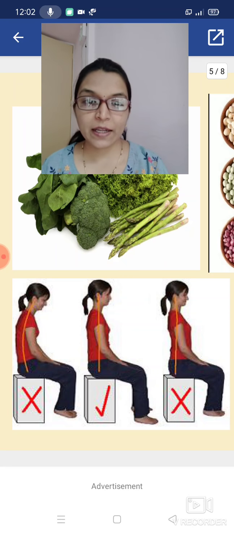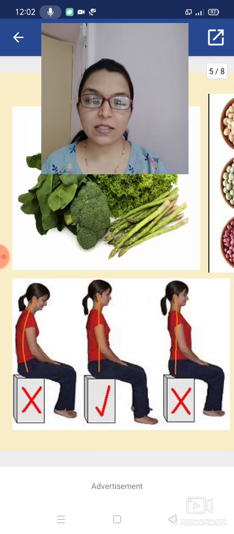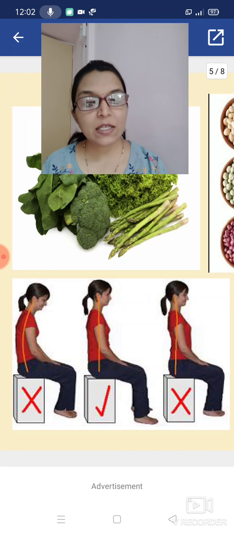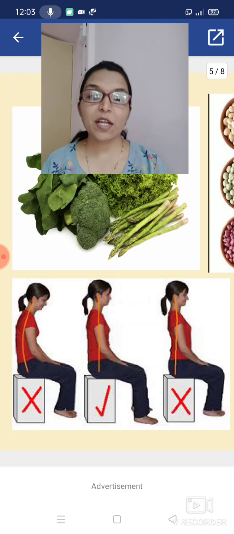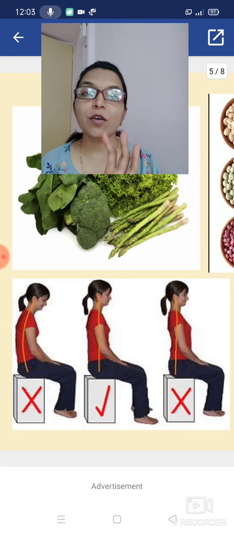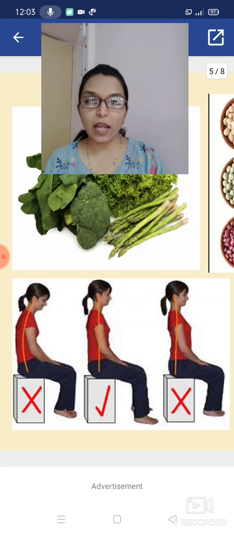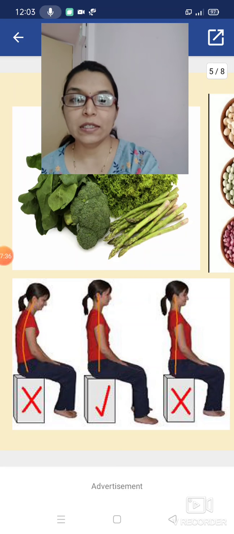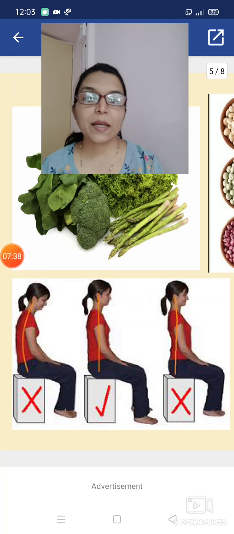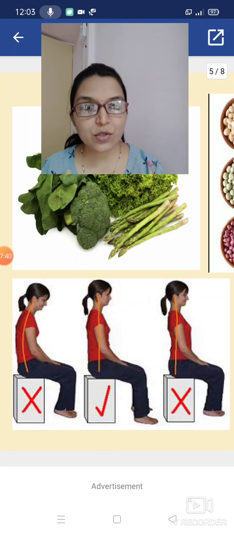In the second picture you can see she is sitting properly, and in the third picture she is also sitting erect, but she is bent in the forward position. So we have to sit erect, then our backbone will work properly. Okay, second point, all of you understood?